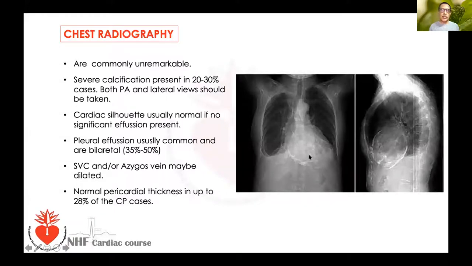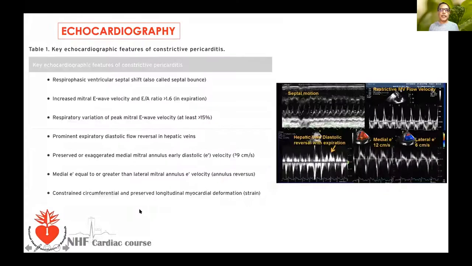Cardiac silhouette is usually normal if there is no effusion. Pleural effusion is present in 35 to 50% of cases, and it's often bilateral. And surprisingly, 28% of patients may have normal pericardial thickness. So echocardiography, again, it's as complex as hemodynamics. So I will leave here to the expert of our echo, Professor Tuin Hock. She will be teaching us about the echocardiographic features of constrictive pericarditis. After she finishes, I will continue to the rest of my talk.